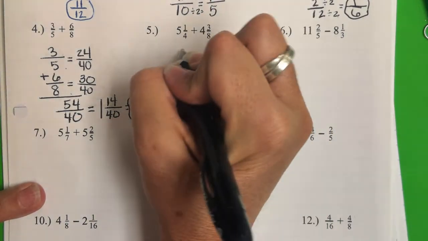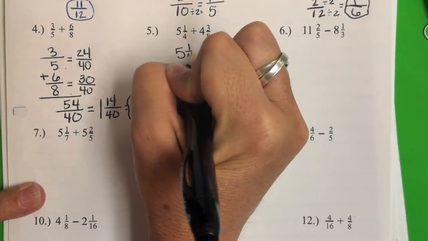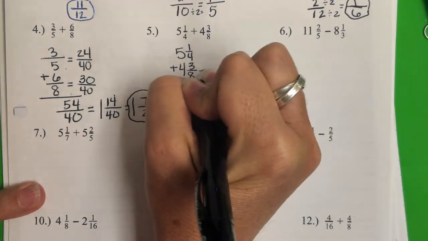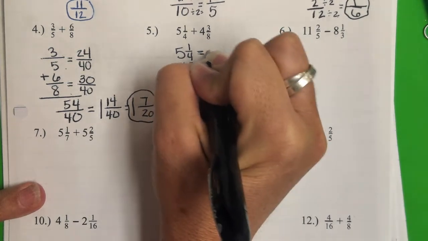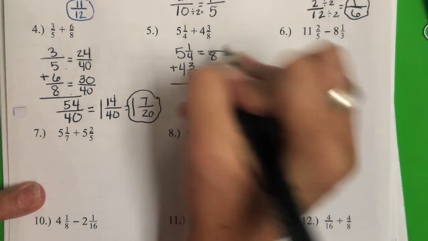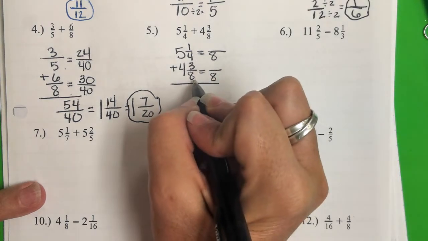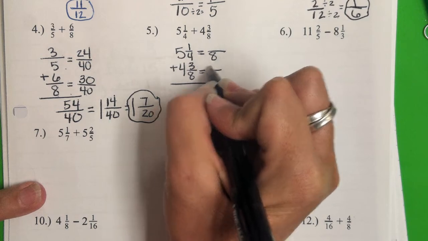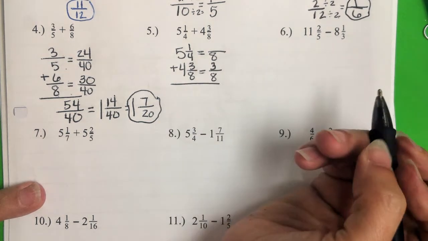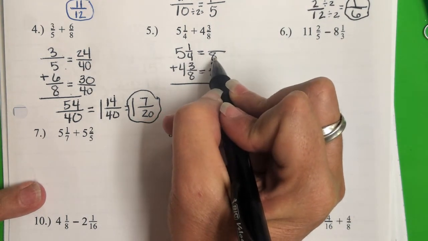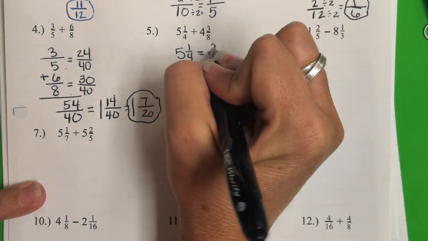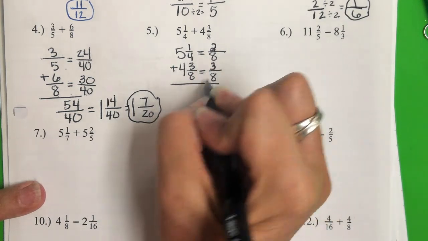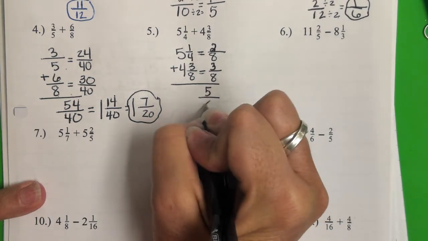Here we go. 5 and 1/4 plus 4 and 3/8. I'm trying to make them fit. And you can always do this on line paper if you want. I do common denominator of 8. 8 times 1 is 8. 3 times 1 is 3. 4 times 2 is 8. 1 times 2 is 2. It's adding. So 2 plus 3 is 5 over 8.